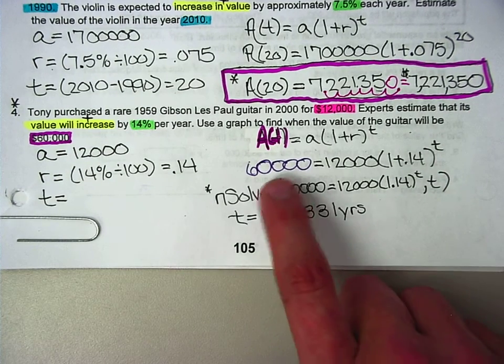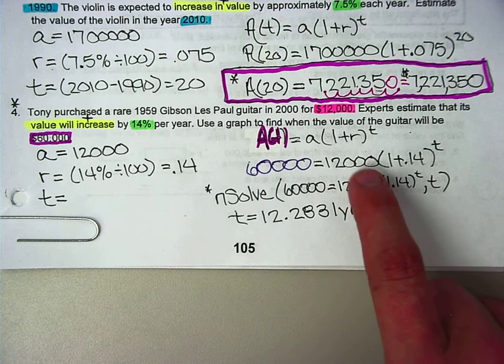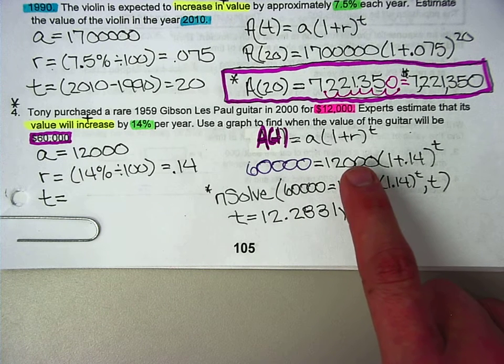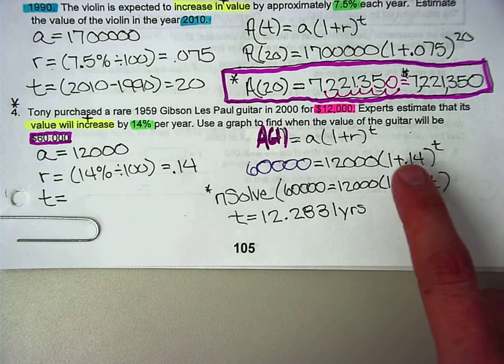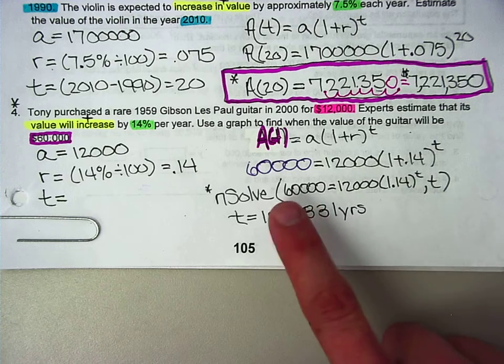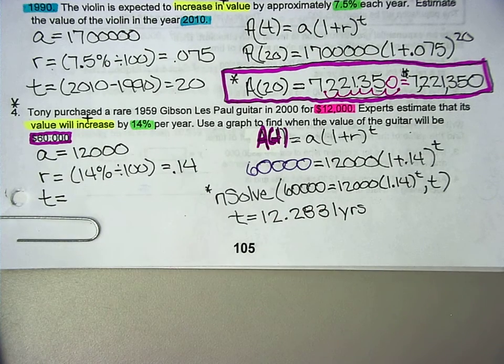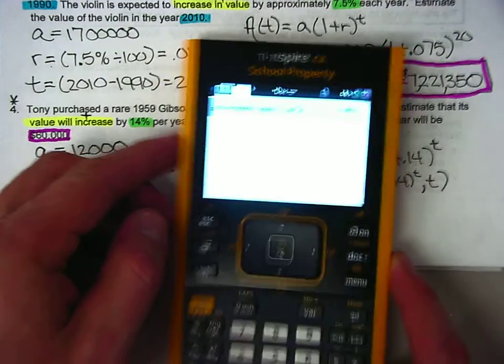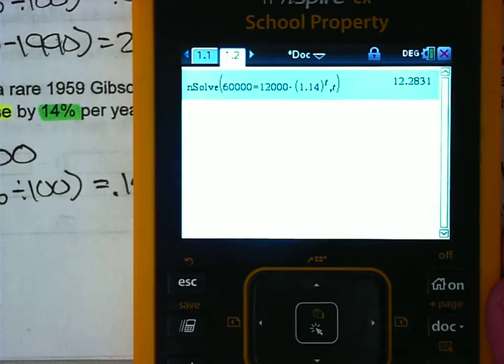So I plugged in $60,000. That's what we want it to equal. We know it began initially worth $12,000 back in 2000. We know that it increased in value by 0.14, or 1.14 when you add them together, but we don't know the T, the time. So I went ahead and solved with our calculator, and I even used T as my variable, and when I did that, I got this answer, 12.